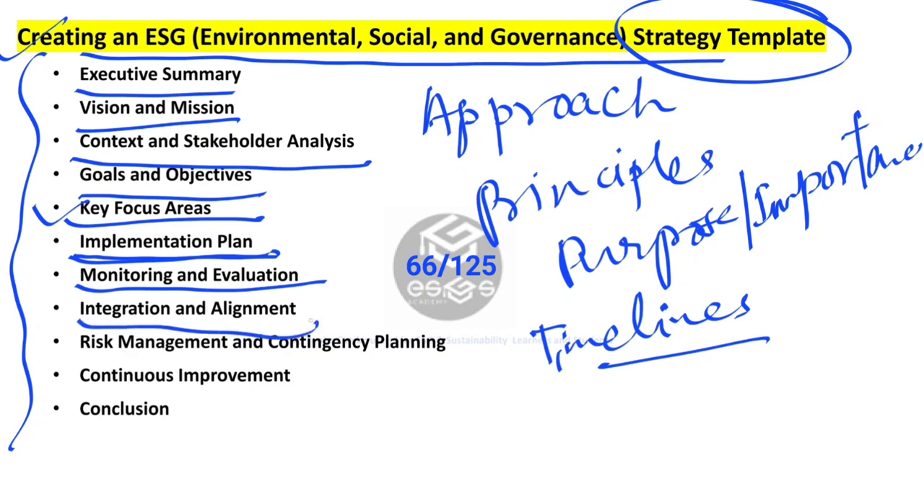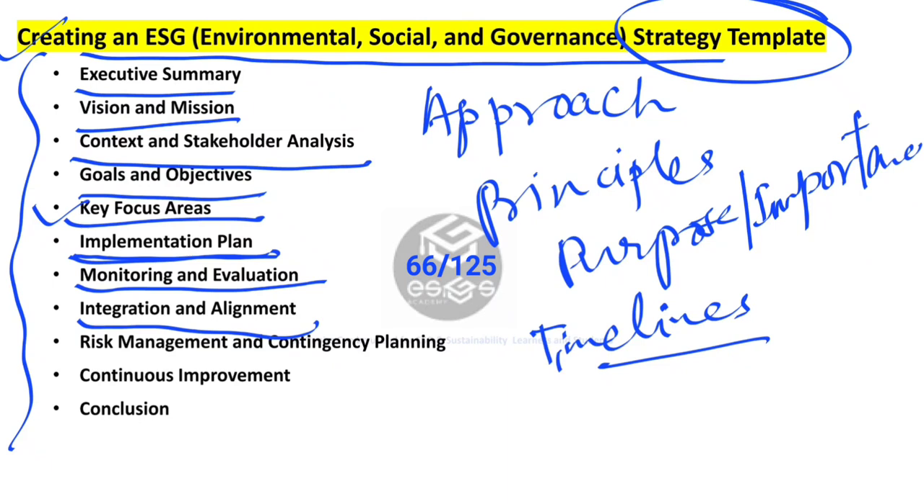Next comes integration and alignment. In this, we ensure alignment of the ESG strategy with overall business objectives and goals, and integrate ESG considerations into decision making processes and corporate governance. Then also we need to focus on the communication and reporting side, where we talk about internal and external communications.